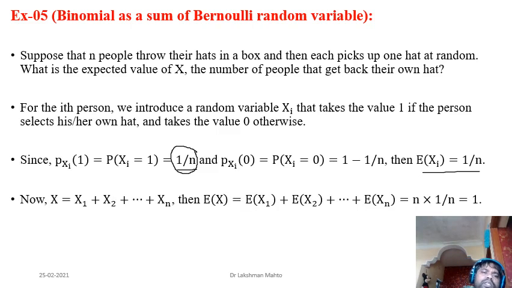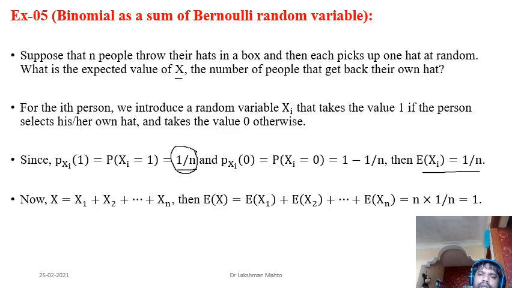Now our question is to find the expected value of the number of people that get back their own hat. So here X is not a Bernoulli random variable. Actually, it is a binomial random variable. It is talking about the number of successes in n trials. Remember that when a random variable is talking about the number of successes in n trials, that kind of random variable always happens to be a binomial random variable.